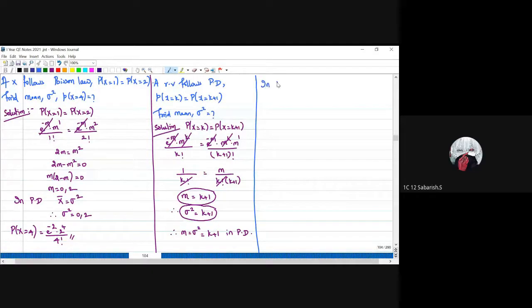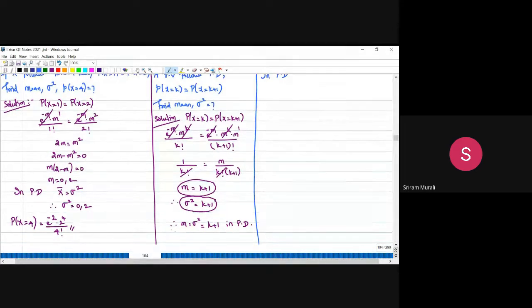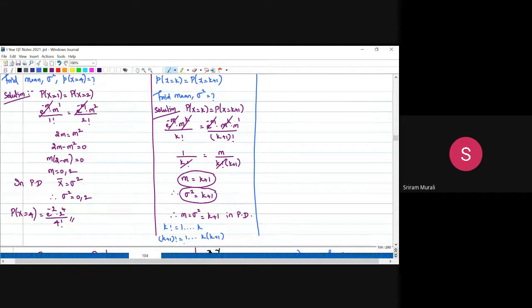In a Poisson distribution, how did k factorial come in the denominator? Take a permutation. Do you remember? K factorial means 1, 2, 3, etc. up to k. K plus 1 factorial means 1, 2, 3, etc. up to k, and after k comes k plus 1. Can I write 1 to k as k factorial into k plus 1?